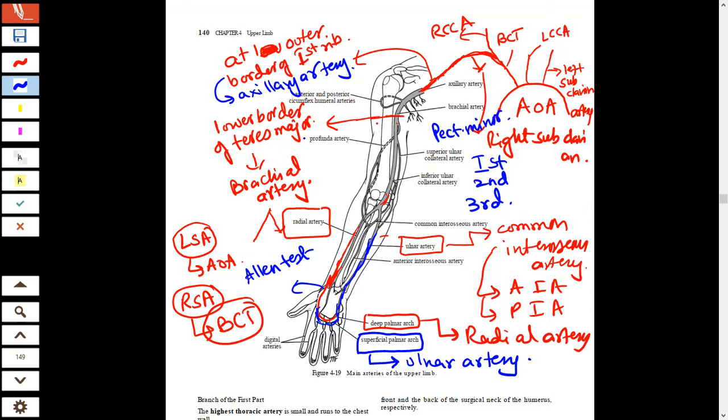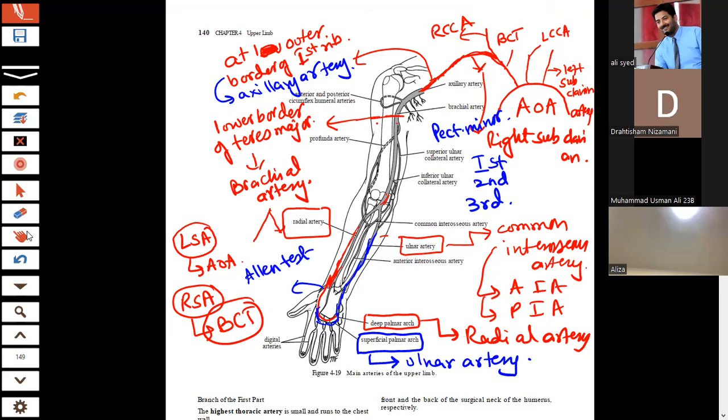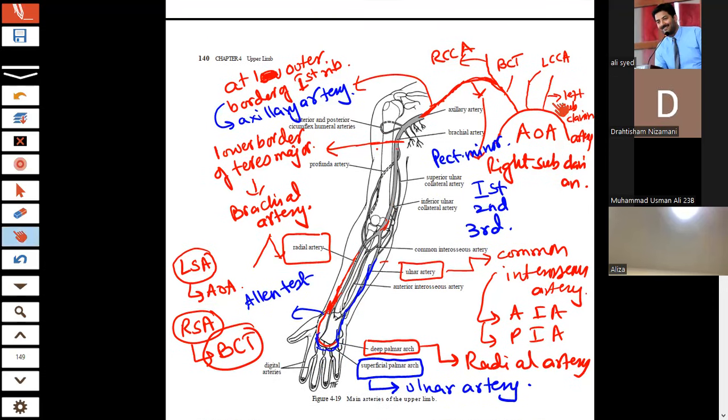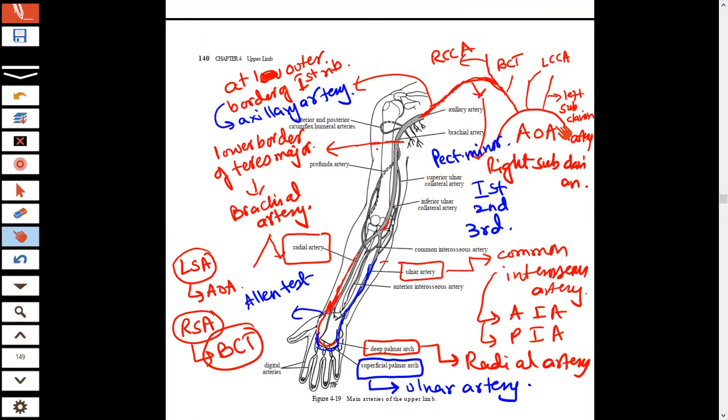Okay, so now see. Now I will go once again back. And I will tell you again from here. See everyone. First is the arch of aorta. From the arch of aorta, three branches are coming out. First branch is the brachiocephalic trunk. Second is the left common carotid artery. Third is your left subclavian artery. Okay. Now, this brachiocephalic trunk will divide into two, the right common carotid artery and the right subclavian artery.